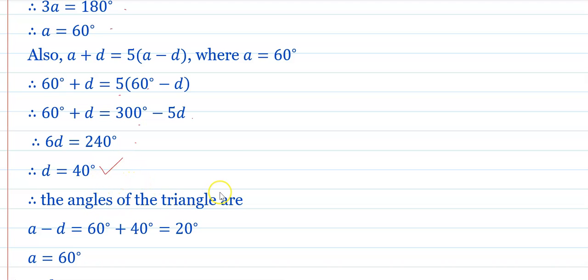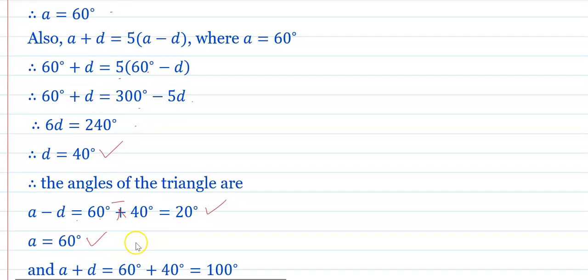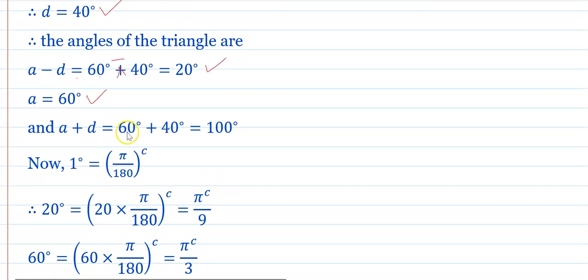Therefore the angles of the triangle are a minus d, which means 60 minus 40, you will get 20. a is 60, and the next is a plus d, that is 60 plus 40, you will get 100. So how many angles did we get? 20 degree, 60 degree and 100 degree.